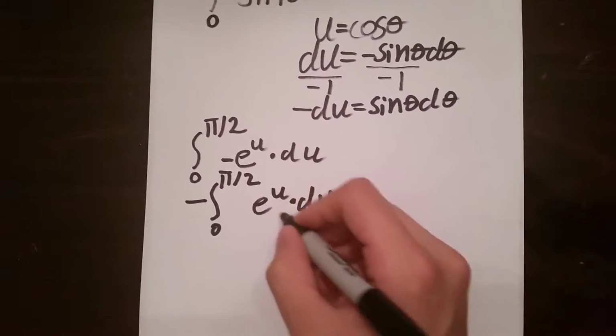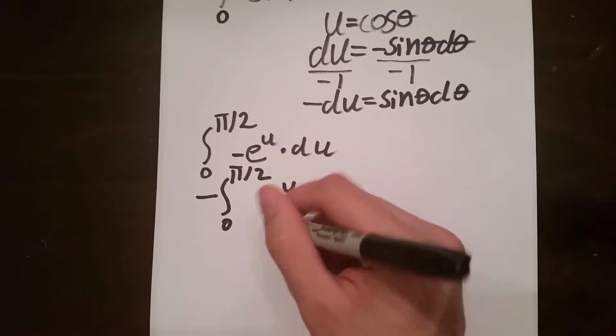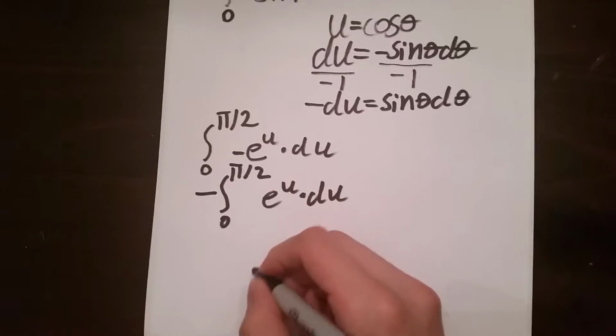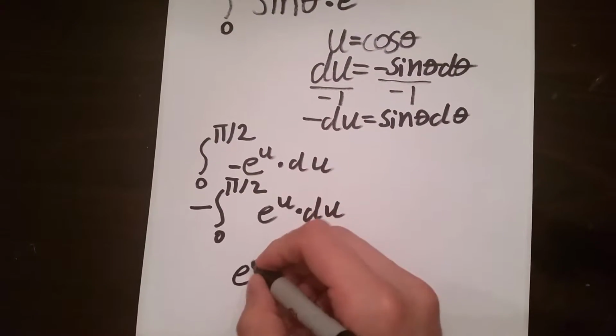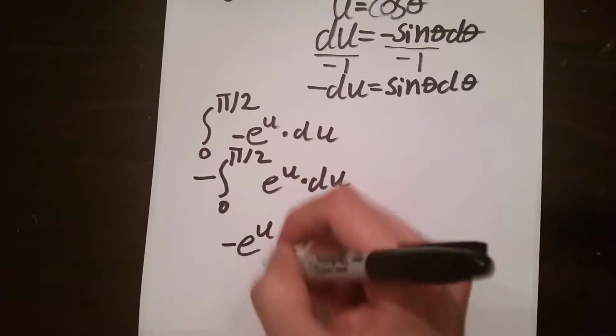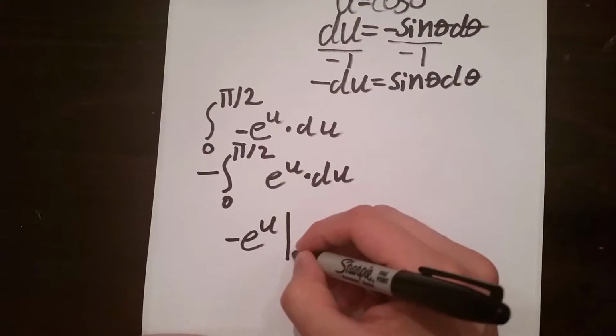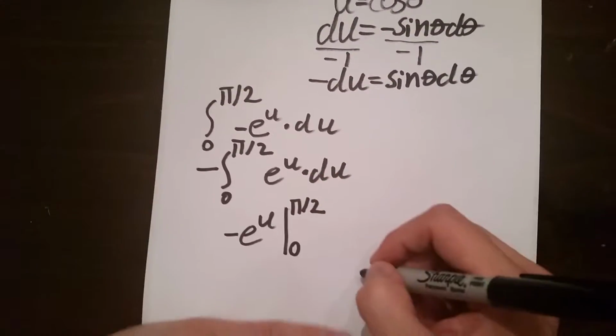Now we take the integral of e to the u, and the integral of any exponential function is just e to the u. And then we take the negative and we put it here, and that goes from 0 to pi over 2.